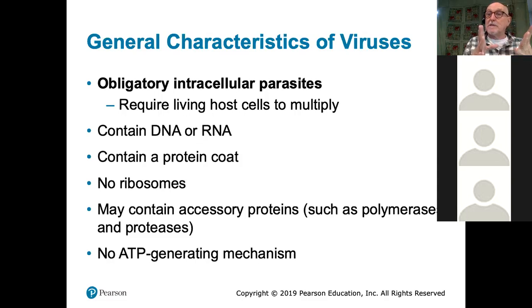They have no ribosomes. They have no cellular machinery. Sometimes they do have some accessory proteins and enzymes included inside that protein coat. But there is no metabolism. There's no functioning of this unit that makes up the virus. So there's no energetics. There's no way for it to generate ATP and use ATP.